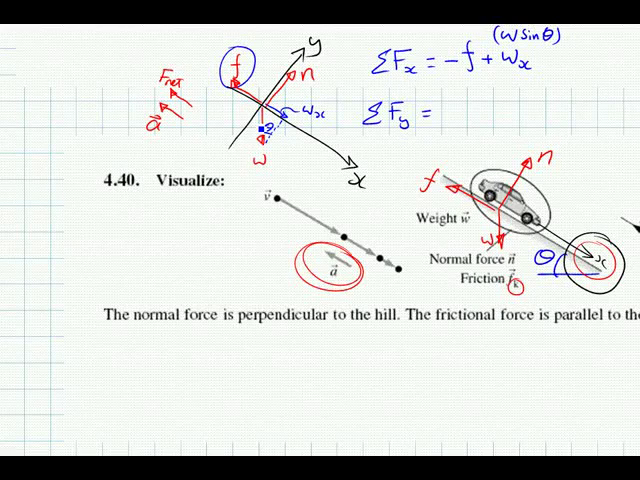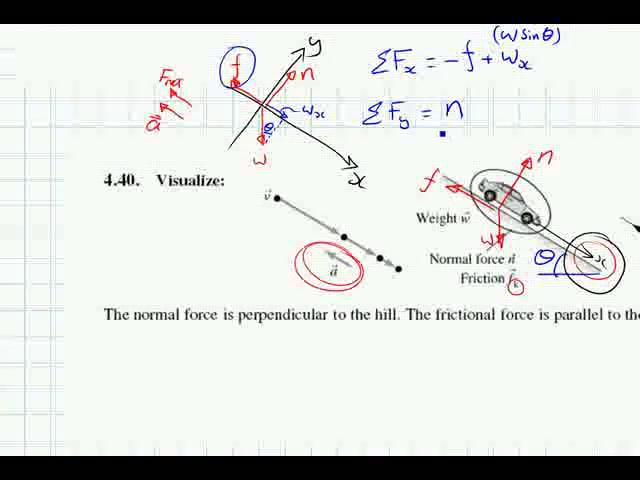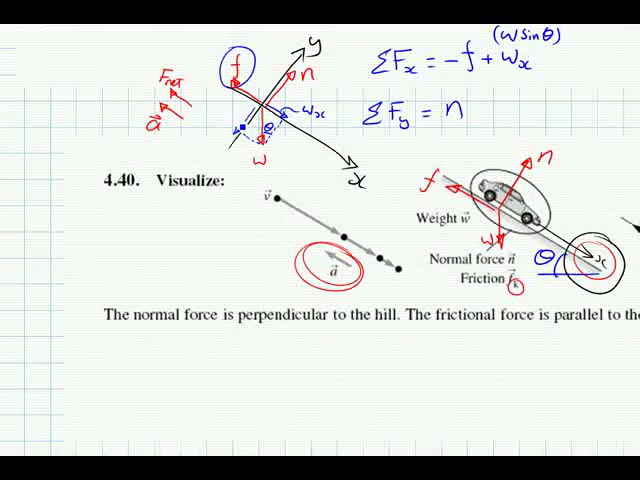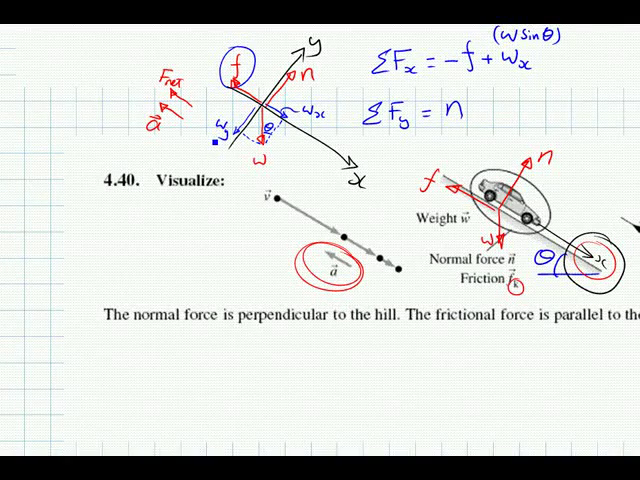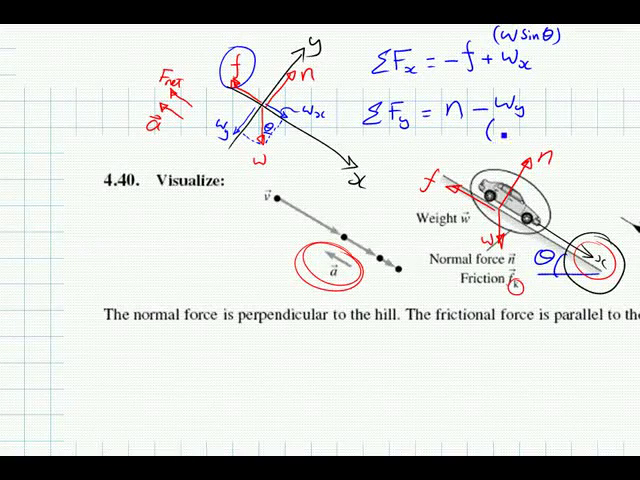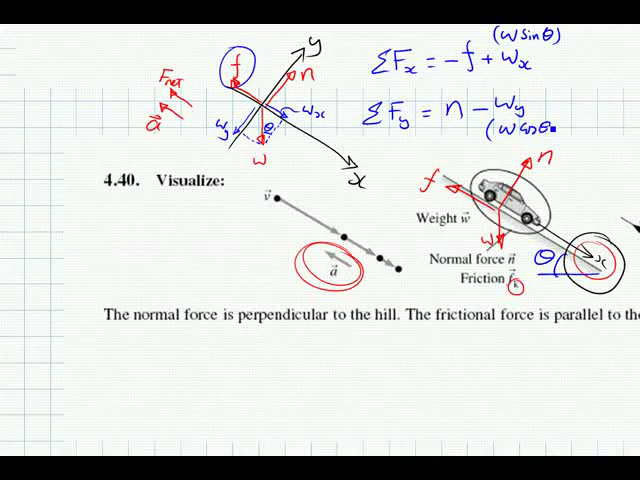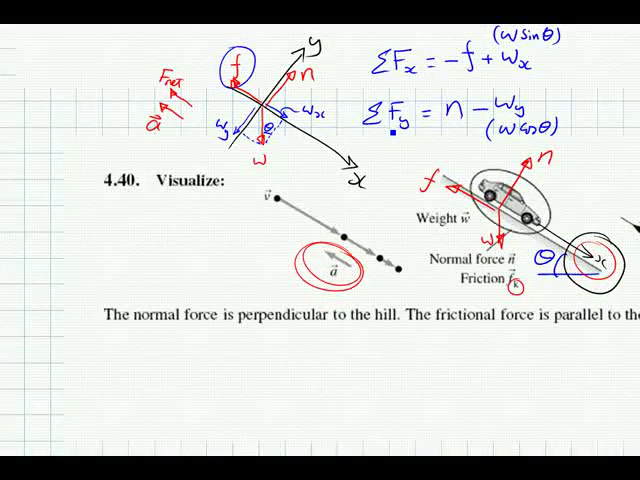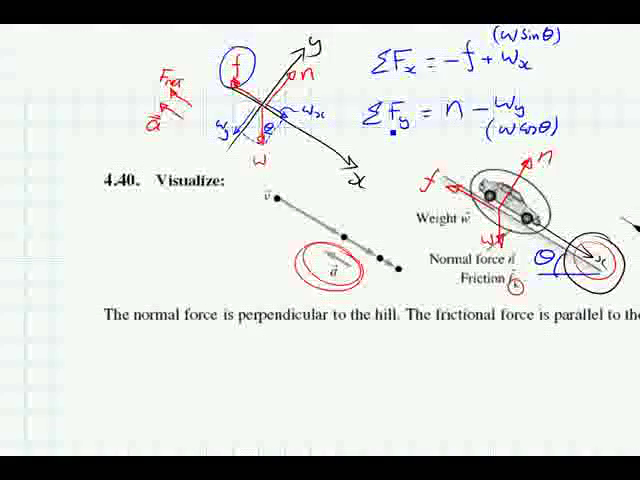Now in the Y direction, what do we have? We have normal force acting up, and then we have the Y component of W, Wy, but it's pointing downwards. This would be minus Wy, which is actually given by W cosine theta. Okay, so this is how you go about doing your free body diagram and calculating the net force in both the X and the Y directions.